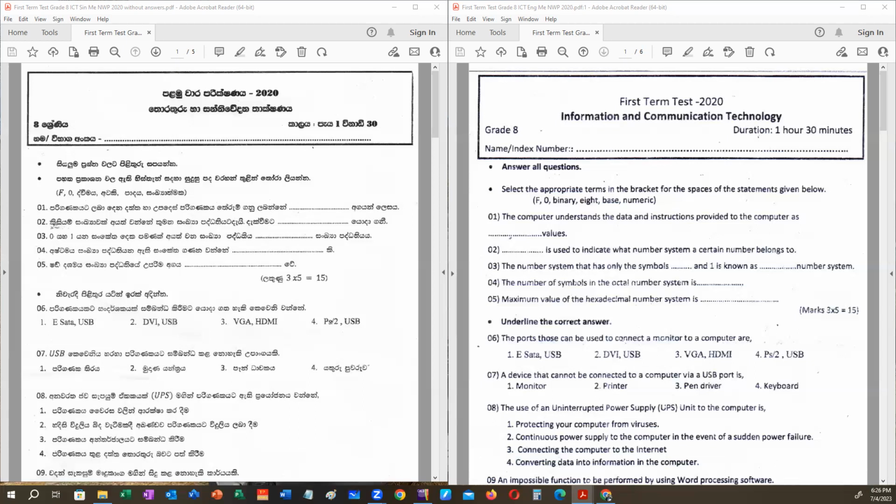Right, let's move down to number six. Underline the correct answer. Thus, the ports that can be used to connect a monitor to a computer. What do you think is the correct one?